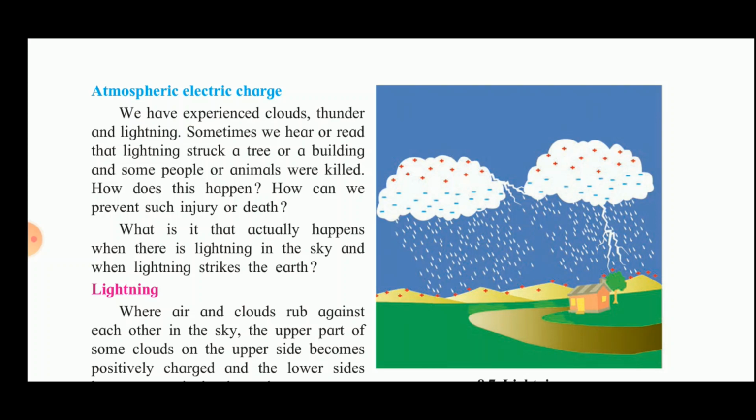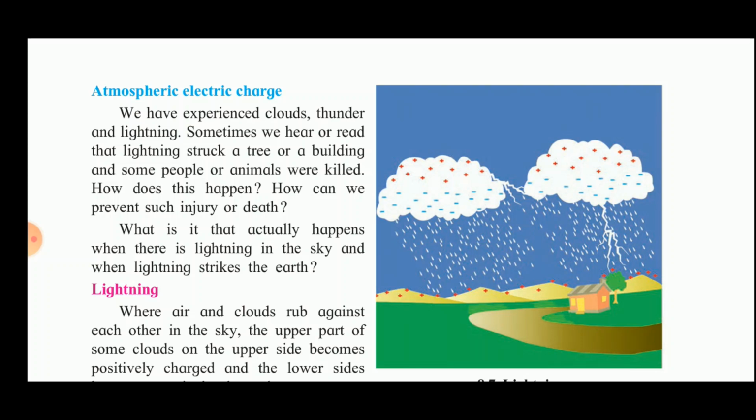Now, all of you know that when the clouds rub, due to the friction, electricity is generated, and those electric charges get attracted towards the earth. This electric charge, when it falls on people or animals, kills them. Now, how can we prevent such injury or death?